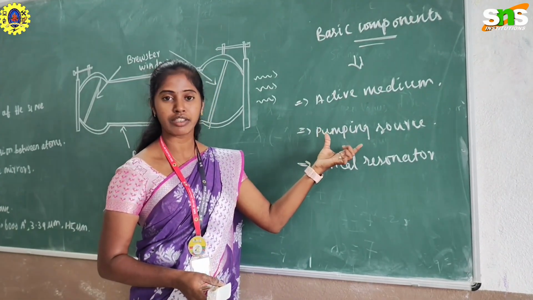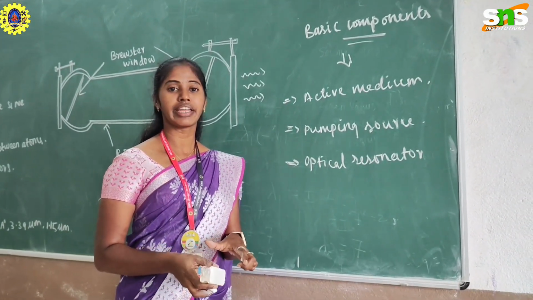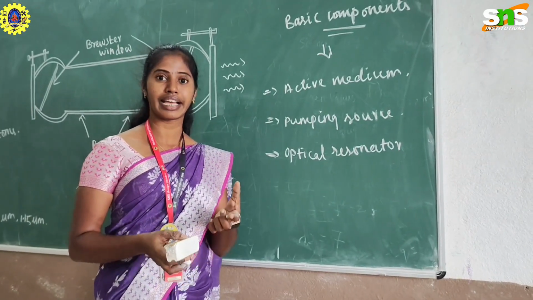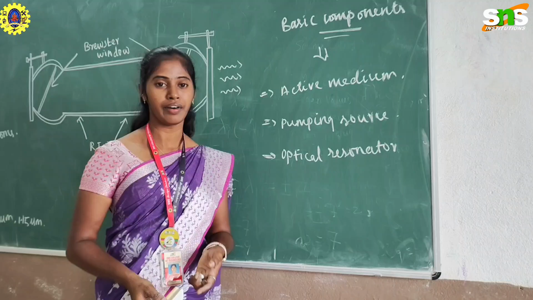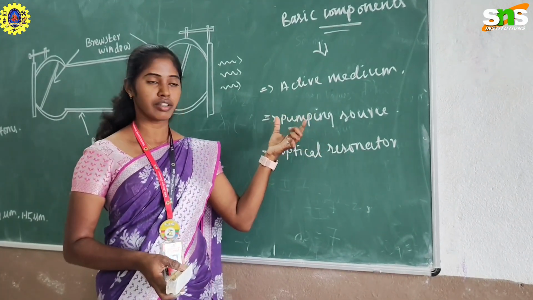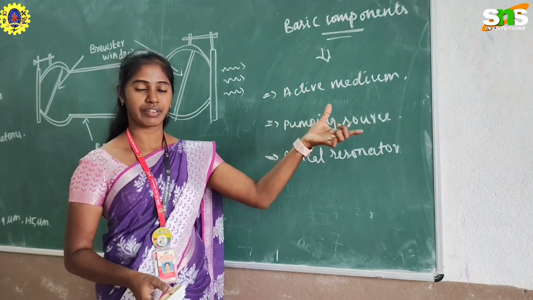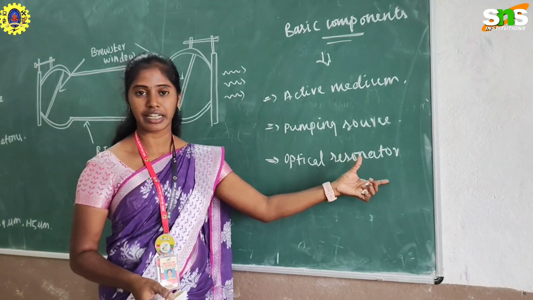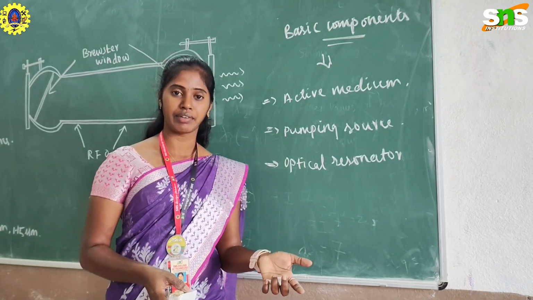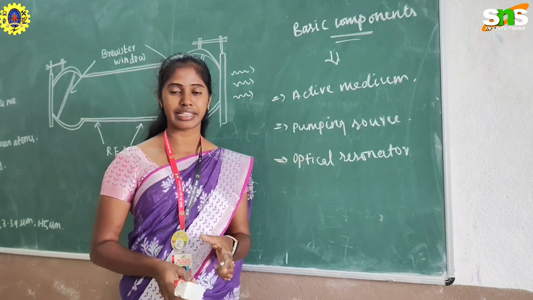The second one is pumping source. To achieve population inversion we need pumping. Population inversion means the excited state has more atoms compared to the ground state. So for the pumping method we need a pumping source. This is the second requirement for laser action. The third one is optical resonator, which is a pair of two mirrors: one fully reflecting mirror and another partially reflecting mirror. These three components are required to produce the laser action.